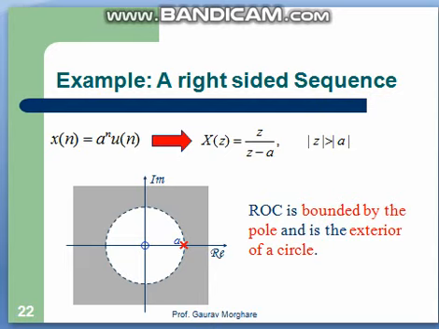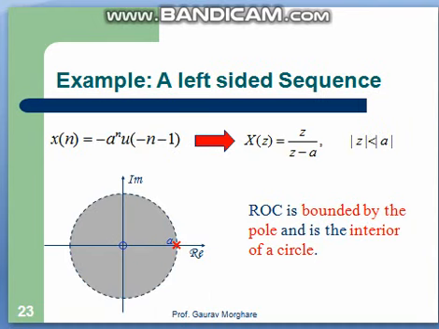So for this question, a to the power n u[n], whose Z transform is z upon z minus a, the ROC is clearly defined as mod of z is greater than a. For this we see a circle of radius a, and the shaded portion, that means the region greater than a, is shaded with the dark color. This is the ROC for that sequence.